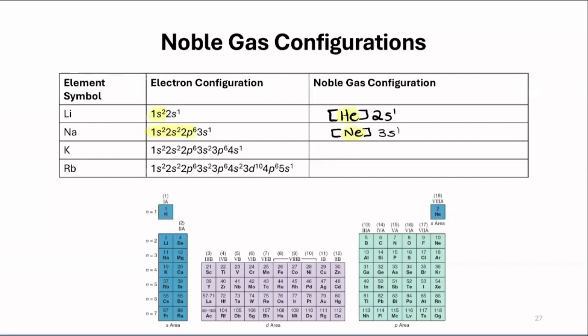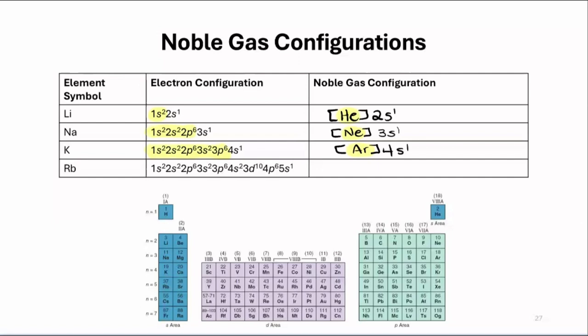Let's now move on to potassium and rubidium. If we look at potassium, the noble gas that precedes it is argon. So when it comes to the noble gas configuration, we're going to put argon in brackets, and then we're going to write 4s1. Because the 1s2, 2s2, 2p6, 3s2, 3p6, all of that is the electron configuration for argon.